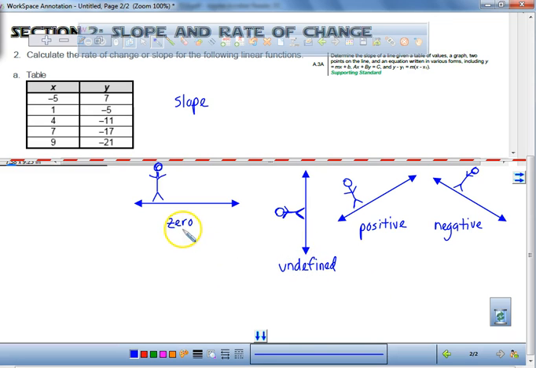Right? So, zero slope, undefined, positive, negative. This is your introduction to slope. It's dealing with the concept called rate of change. Okay? Which is also dealing with something we refer to as steepness. Okay, the steepness of a line. So all this stuff we're going to be talking about today. We're going to be talking about slope.